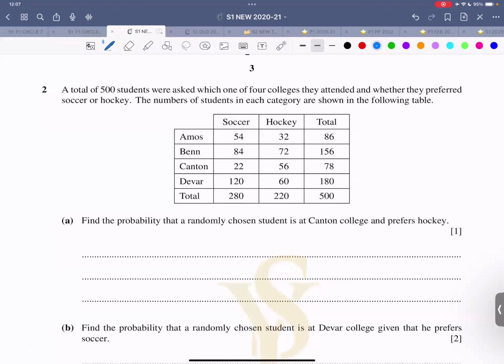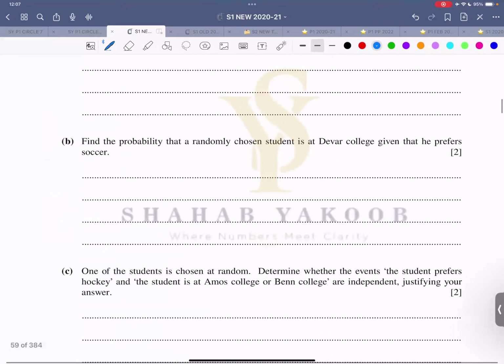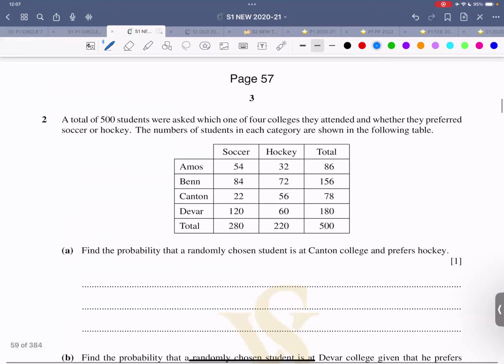So this question, what is it about? What do you think it is about? It is about probability, and then some conceptual stuff. So let's get started with this question. It's still 12:07. So now we are starting with this.